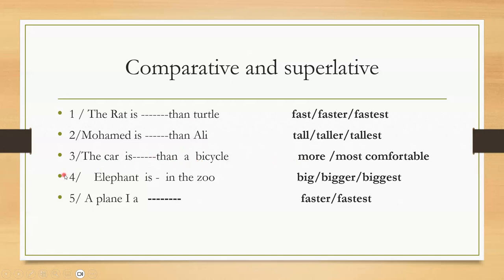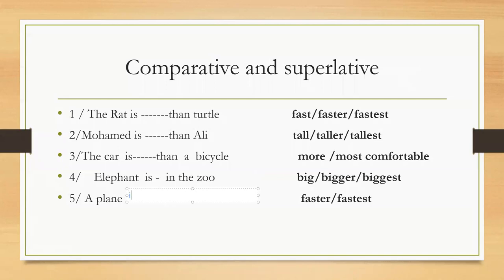Okay? Number four, elephant is dash in the zoo. Elephant is dash in the zoo. Okay, here what is the comparison? Between all things in the zoo or between all animals in the zoo. Elephant is the biggest. Okay, elephant is biggest.